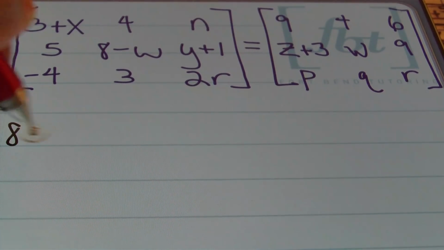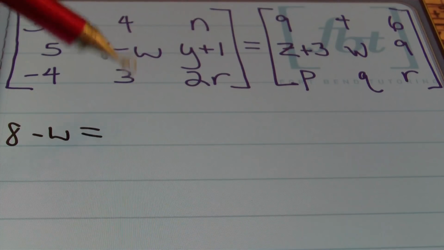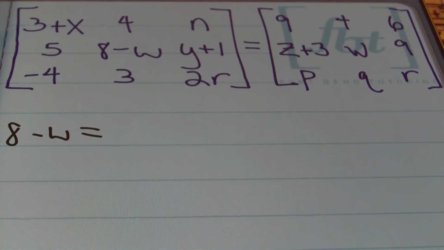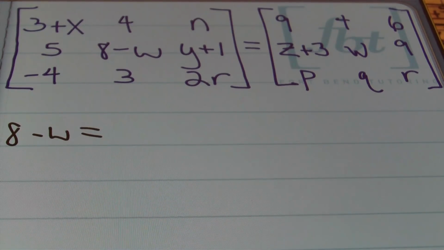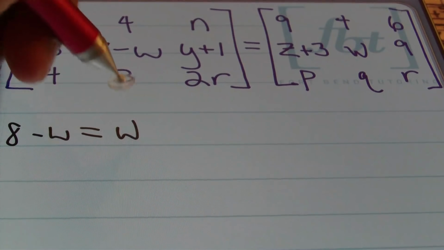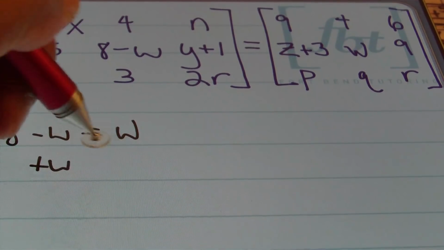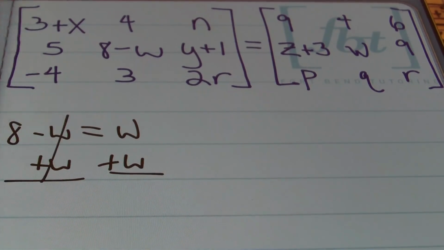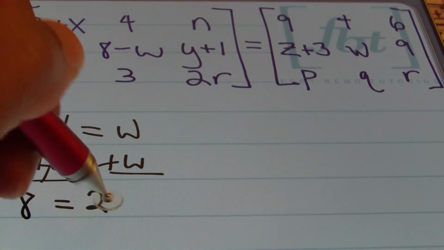So I'll have 8 minus w, and that must be set equal to what value? What's in the same location as 8 minus w, that element that you'll find in the second row and in the second column? That's right, it has to be w, because w is also in the second row and in the second column. So 8 minus w must be equal to w. So now we'll solve for w. I'll be adding w to both sides of the equal sign. My w's will cancel out. I'll bring down 8, which now equals w plus w, which is 2w.